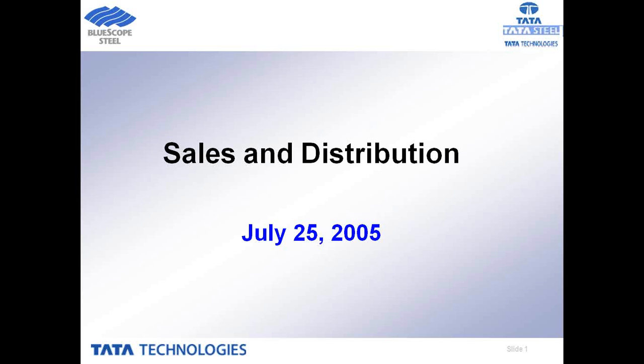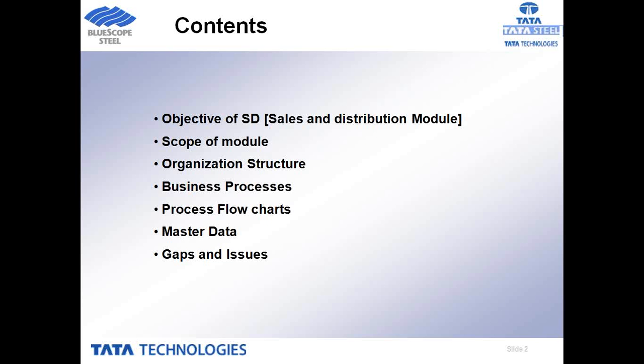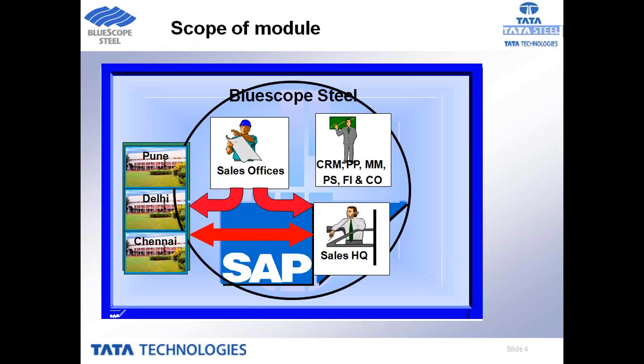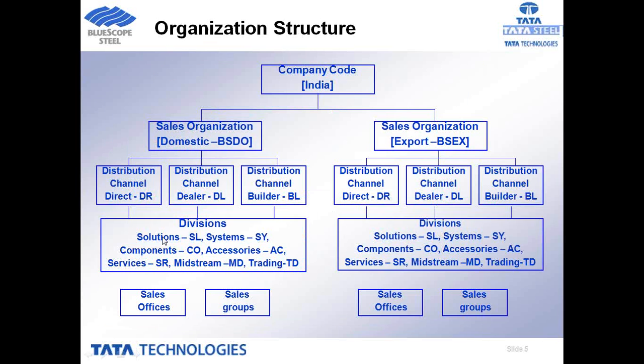Yeah, thanks. So when you go to this organization structure, when you go to these process flow charts, master data, gaps and issues, you have to understand how the business process has to be really integrated. You can see this. The sales headquarters, the end users, your sales offices, and how the steel company is operating. This would be the organization structure of the company.